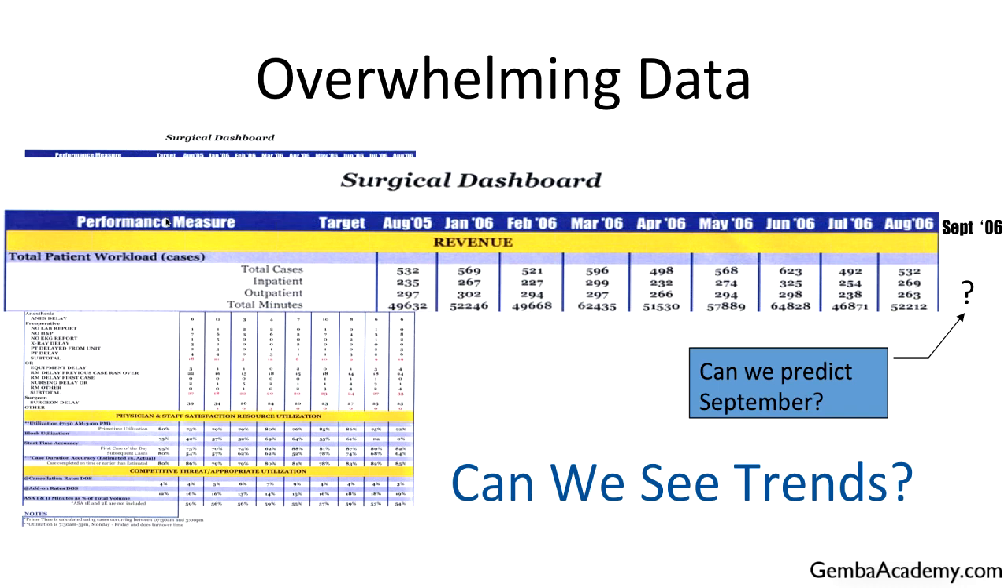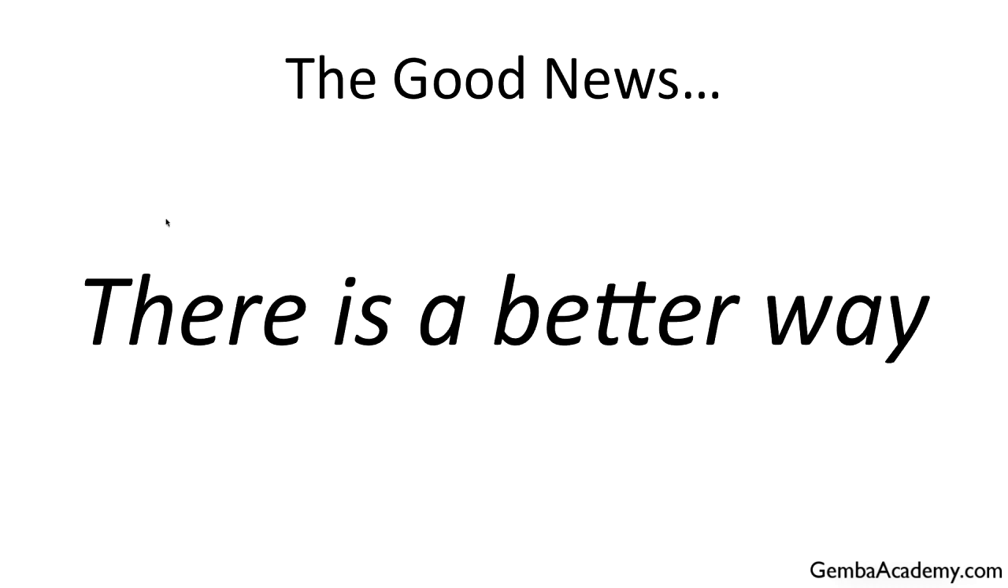So we can do a lot better than this kind of overwhelming data. The good news is that there's a better way. We think about statistical control charts. How do we have a better understanding of our process, what people would often call the voice of the process, and how do we make better decisions based off of these charts?